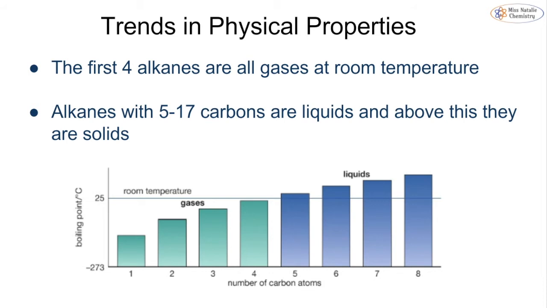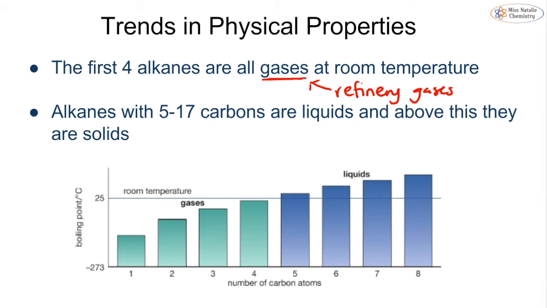Now, we also have trends in the physical properties because they are a homologous series, and what we see is the first 4 alkanes are gases at room temperature, and these are actually the refinery gases that we met in fractional distillation. So methane, ethane, propane and butane are all gases, and you've probably come across some of these in your everyday life where you've maybe heard of propane or butane gas for things like barbecues.